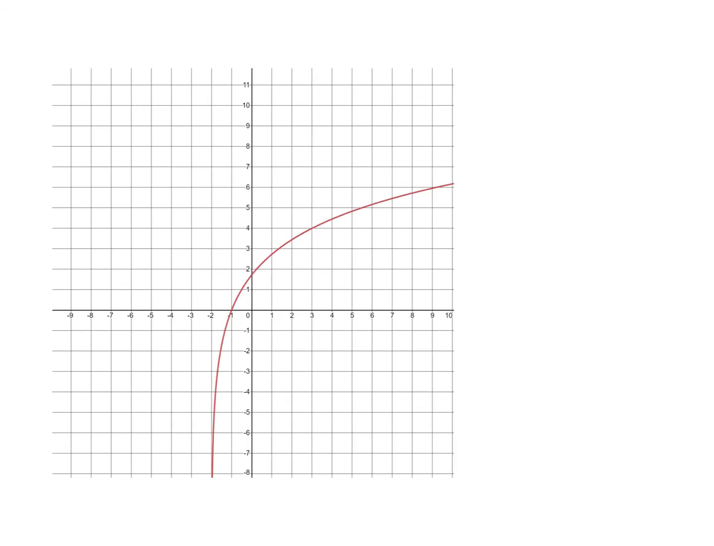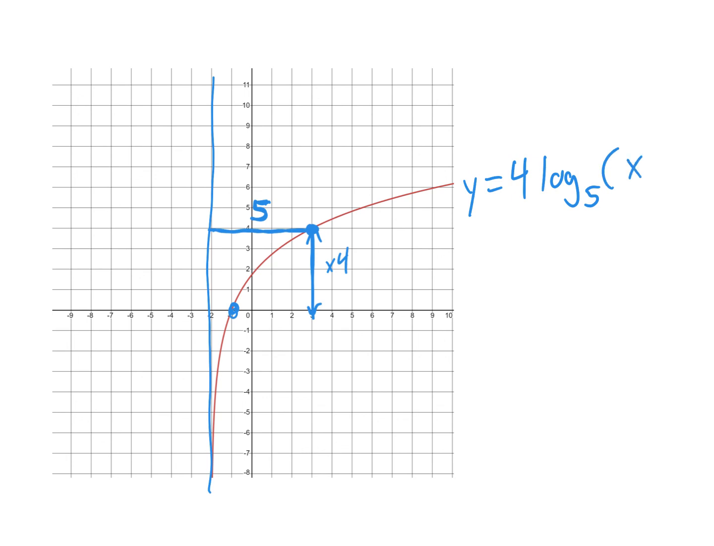Lastly, we have a logarithm that has been shifted to the left 2. This key point is the same, it goes up to the right, and our next key point is here. So this is 5 over, so this is our base, and this is 4 above, so it's been stretched by 4. So we have y equals 4 log base 5 of x plus 2.